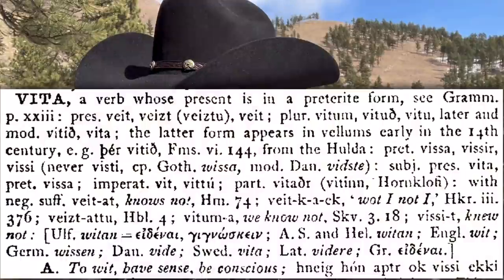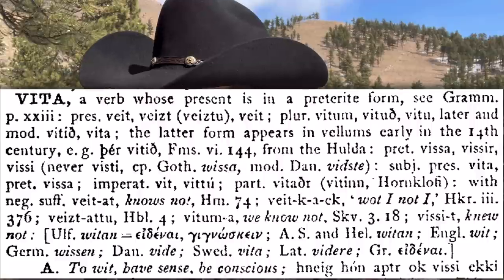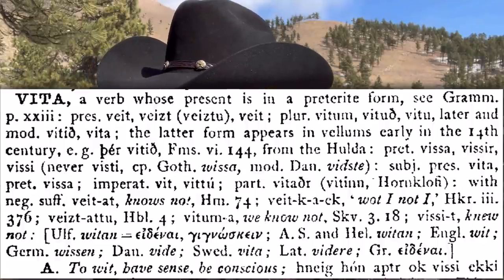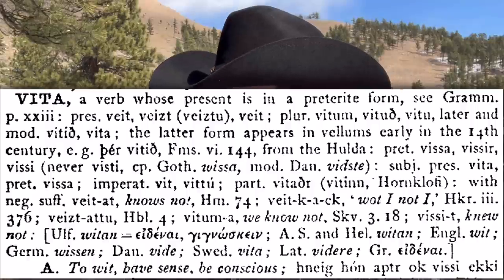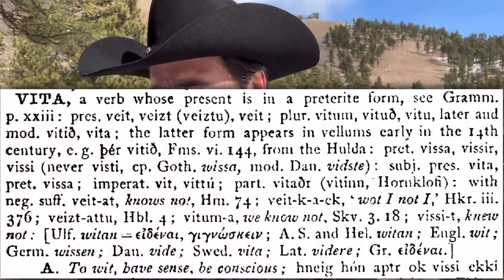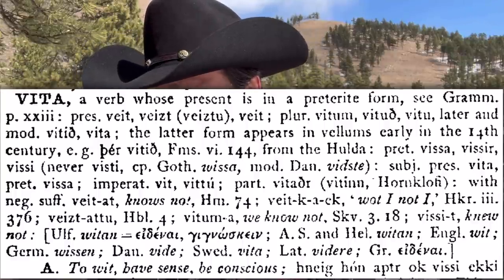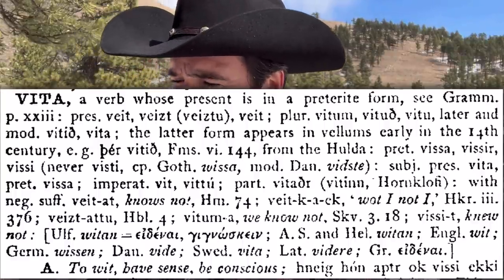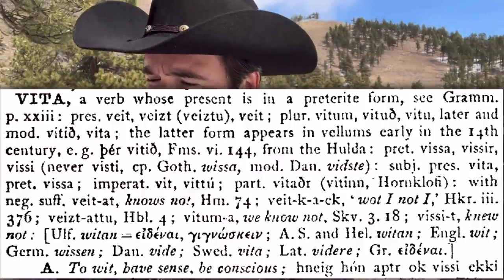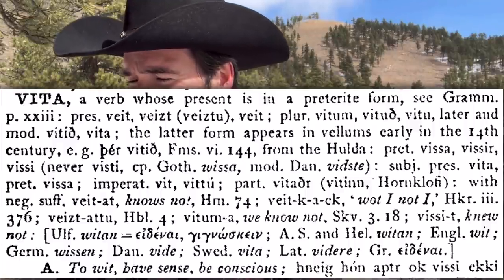Let's look at a preterite present verb. Vita, a verb whose present is in a preterite form. Okay, it's just telling you it's a preterite present. See grammar, page 23. Present, veit, veitst, veitstu, veit, plural, vitum, vituth, vitu, later and modern vituth, vita. The latter form appears in vellums early in the 14th century, e.g. their vituth. From the full to pret, preterite past tense, visa, visir, visi, never visti, compare Gothic wissa, modern Danish vitsta. Subjunctive present, vita, preterite, i.e. past tense, visa, imperative vit, vitu, participle vitother, vitin, with negative suffix, vetat, knows not, vetka ek, what I not I. Veitstatu, vituma, we know not.